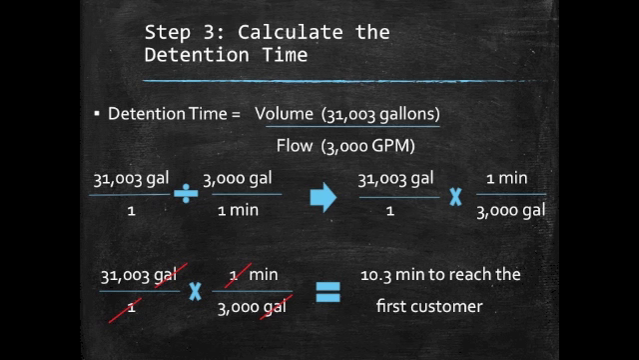Because we need the answer to be in minutes, we must cross-cancel to remove gallons from the equation, and we do this by flipping the second fraction and multiplying. Now that we've flipped the second fraction, we can cancel all like terms, leaving us with 31,003 divided by 3,000. The final answer is a detention time of 10.3 minutes.